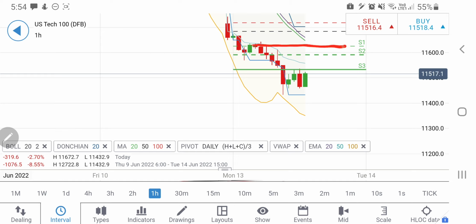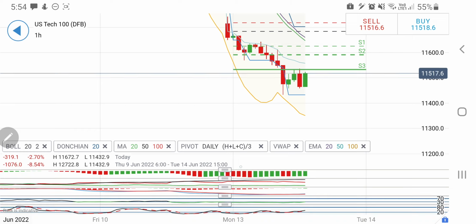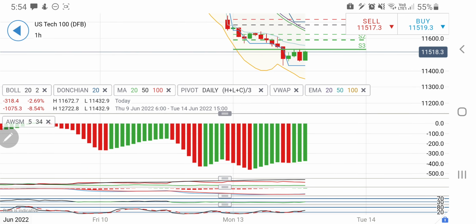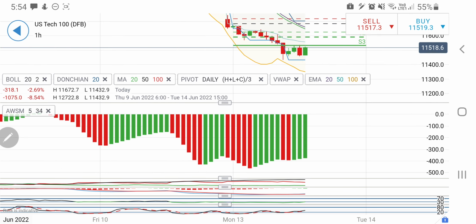See, this is the zone which I will be looking forward to, which it may try to achieve before it looks forward to any further drop. Yes, 11,450 is definitely a very strong support, and if you look at the awesome oscillator, it is trading in extremely bearish territory, at that minus 400 levels.